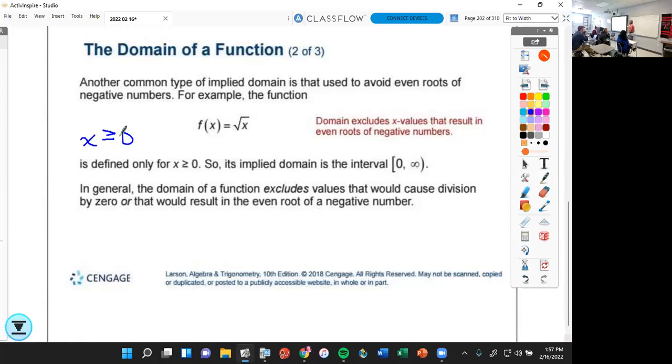We still have to solve it to get the domain, right, though? It's implied, correct. Which means you might have to do some work to figure out what that domain is, yes. And here in a minute, we're gonna actually combine dividing and radicals. Okay, and it's not that bad.